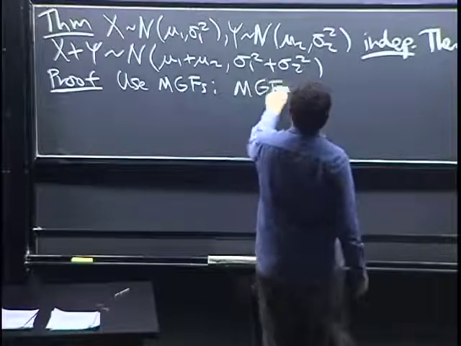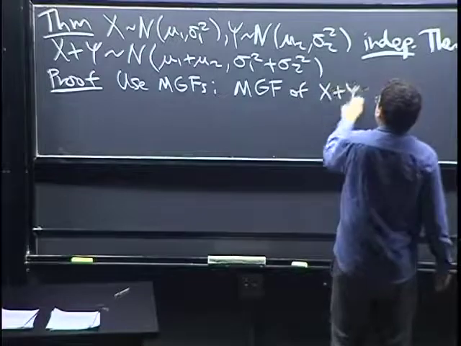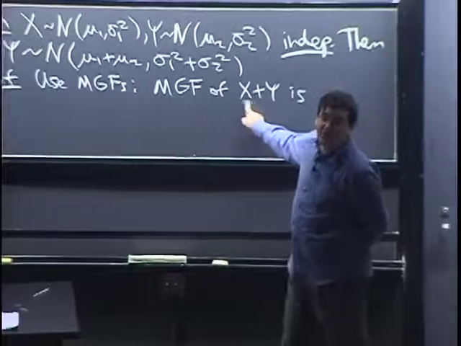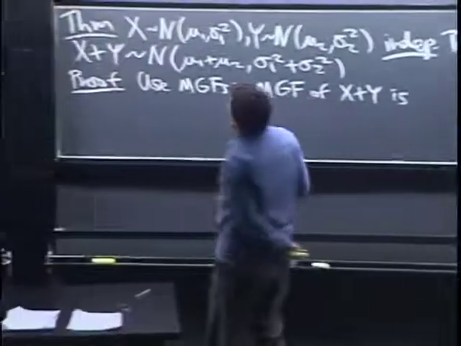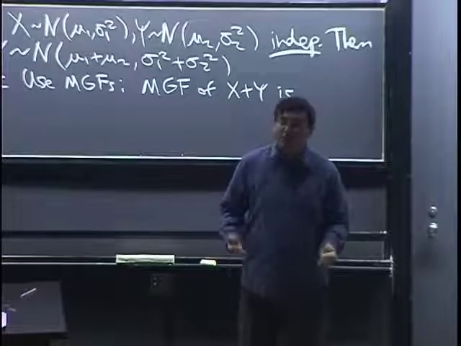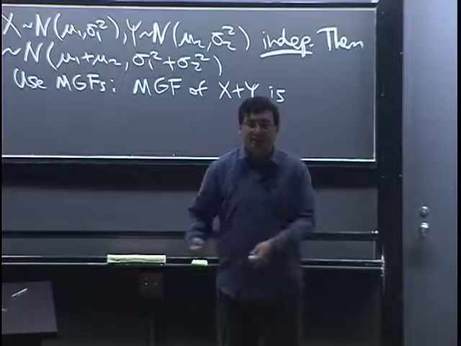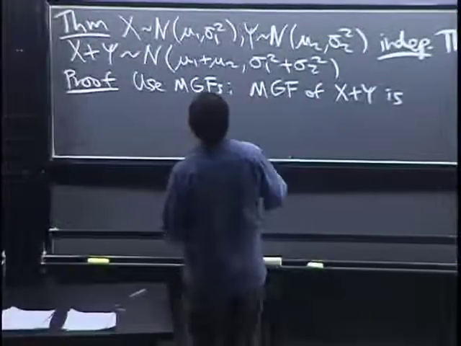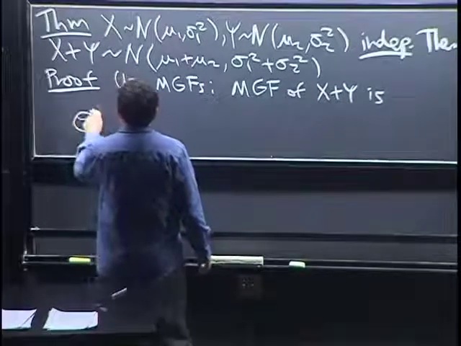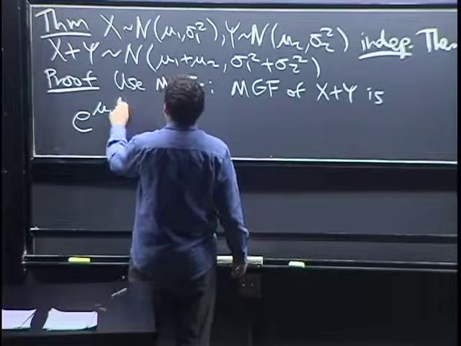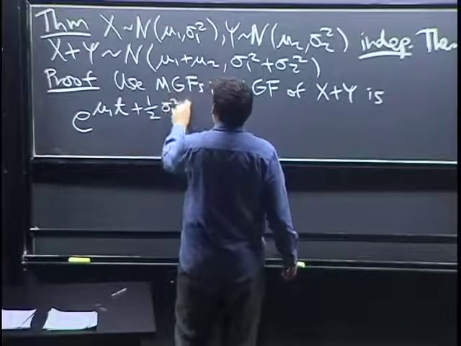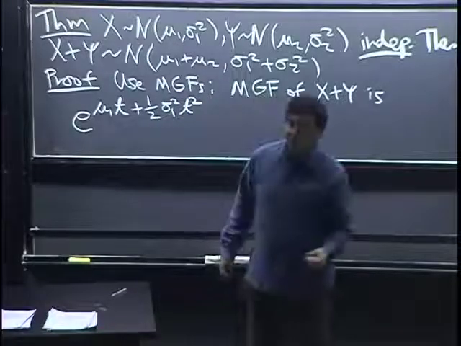Let's get the MGF of X plus Y. Since they're independent, we can just multiply the MGF of X times the MGF of Y. We derived the MGF of a standard normal before, but it's very easy to get from the standard normal to any normal: we do mu plus sigma Z, and we can immediately get the MGF of any normal. That's just e to the mu1 t plus 1/2 sigma 1 squared t squared. That's the MGF of X.